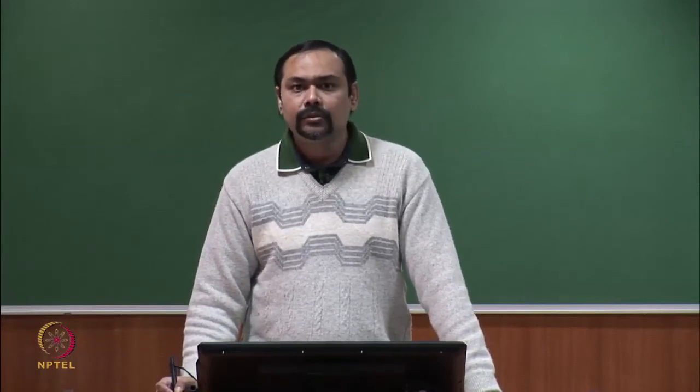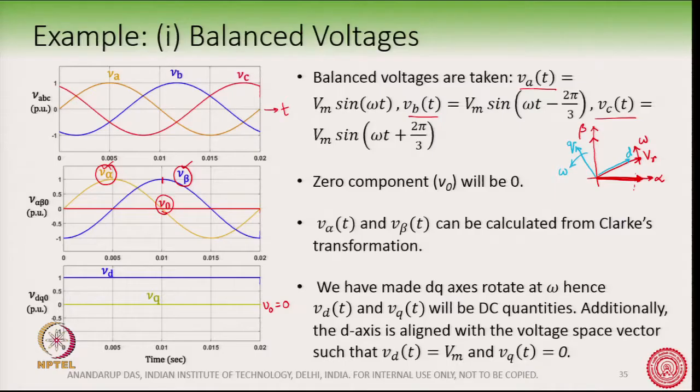And furthermore, the d axis is aligned or coincident with the reference voltage space vector. It is aligned with the voltage space vector VR. So, if it is aligned with the voltage space vector, and if you are an observer standing on the d axis, what will you see?